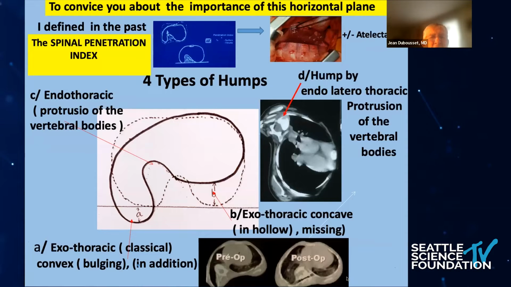Remember that I defined in the past what I call the spinal penetration index. This was coming from what? For the four types of hump you can observe. For example, you have in A the exothoracic, classical, convex, bulging. In addition, on the opposite side, you have the hollow, missing, concave. But the penetration, the protrusion of the vertebral body inside the chest, determines the spinal penetration index.